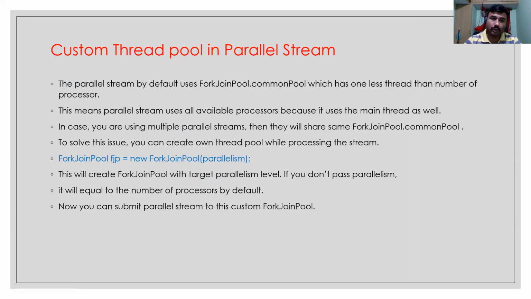So for that, what you have to do is implement your own customized ForkJoinPool. That's how you have to specify the parallelism. You have to specify the value of parallelism. Then only it will work better. And this is what I am saying in this particular slide.